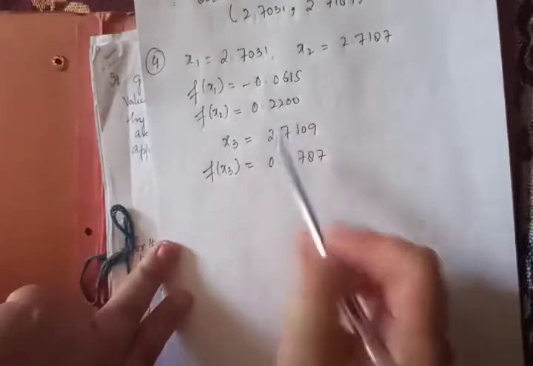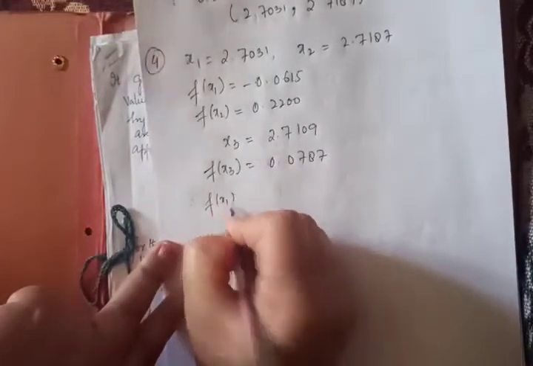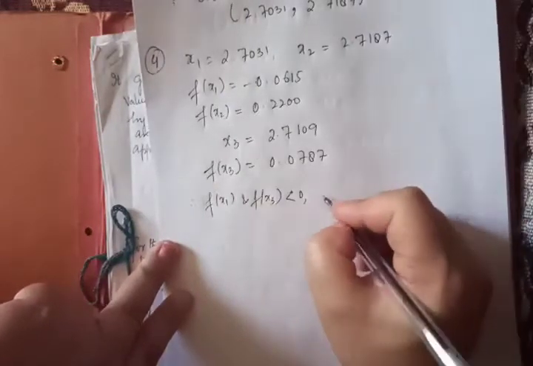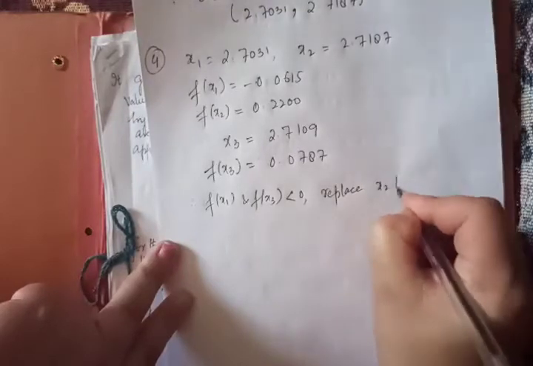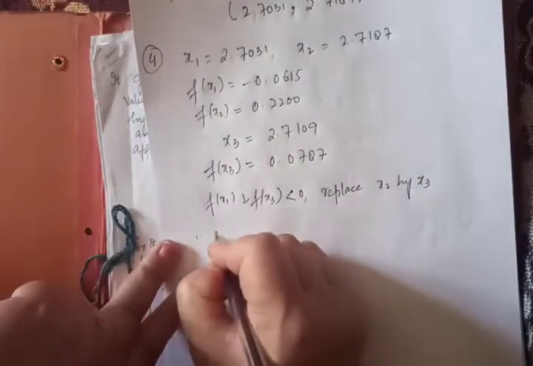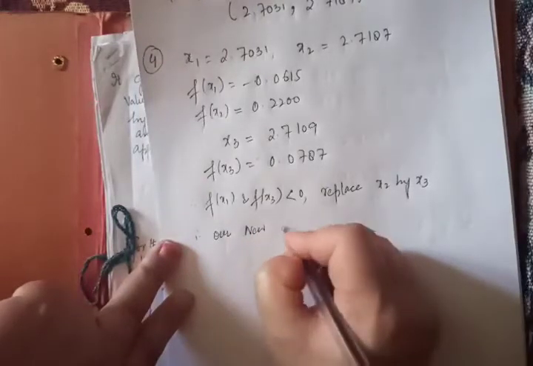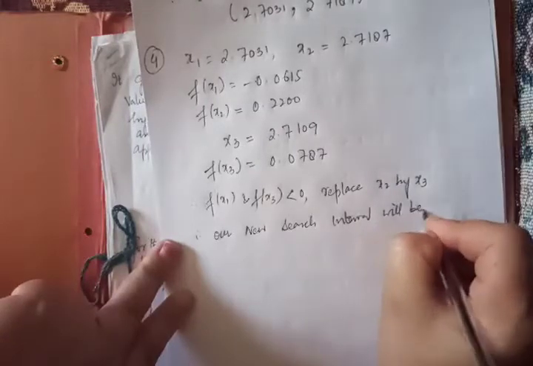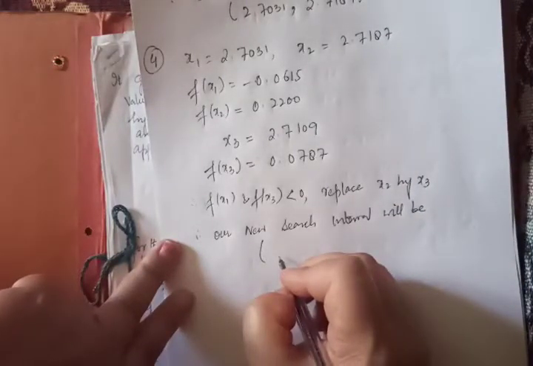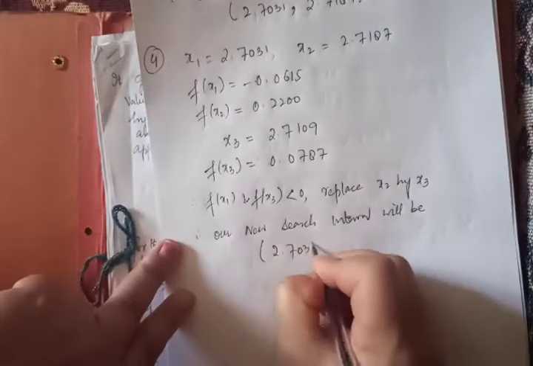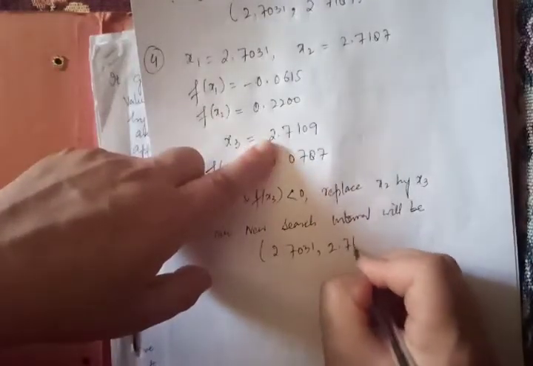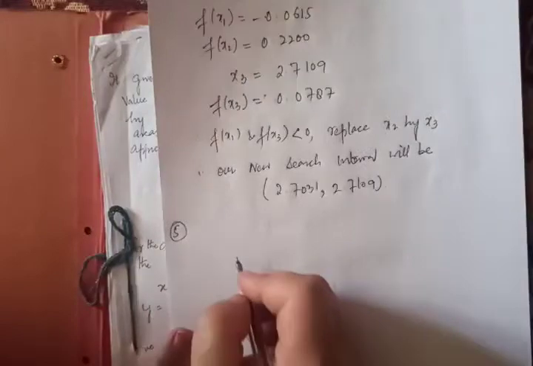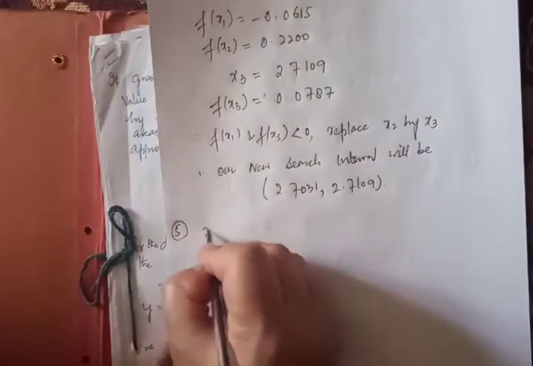Again both are of the opposite values, that means f of x1 and f of x3 will be less than 0 obviously. So replace x2 by x3. So therefore for the next iteration our new search interval will be x1 would remain as it is and x2 will be 2.7109.